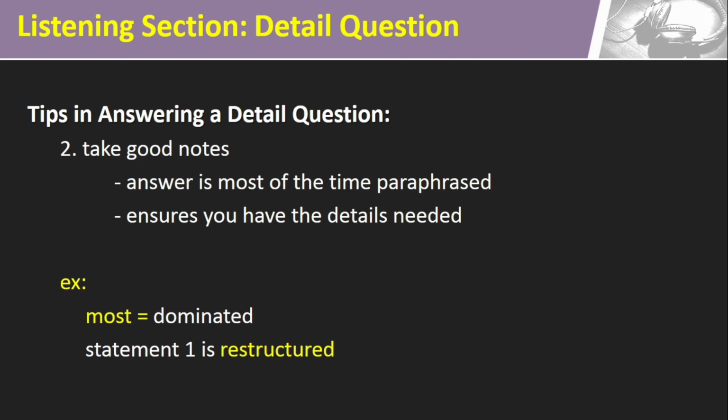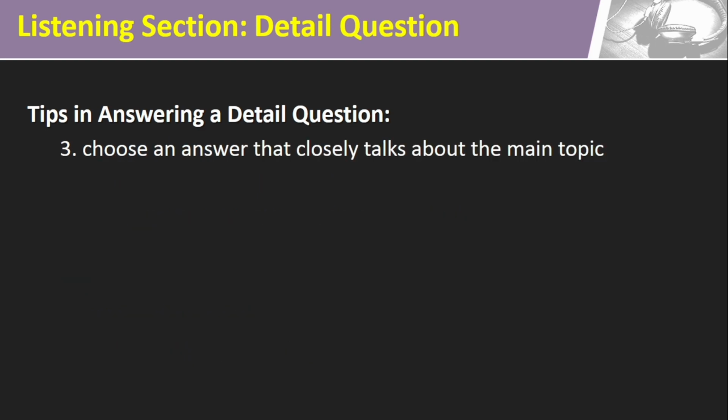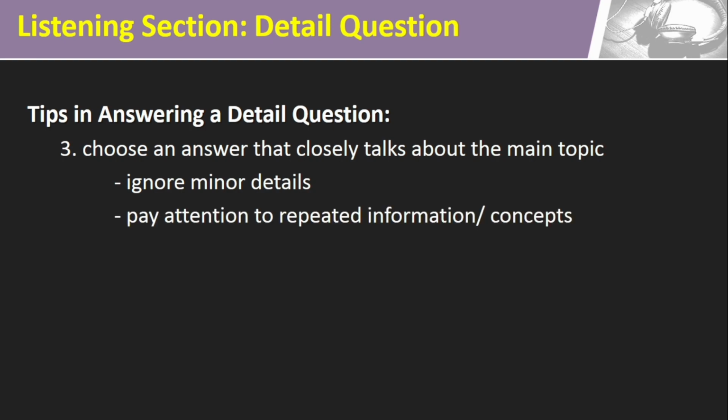The last strategy is, when in doubt of an answer, be smart. Choose the one that most closely talks about the main topic of the passage. Going back to strategy 1, where we learn to ignore minor information, this means the answer to a detail question is something that is closely related to the main idea. In addition, keep in mind that important information is repeated several times within the passage. So it is also wise to take notes of this repeated information. Let us again listen to a sample.